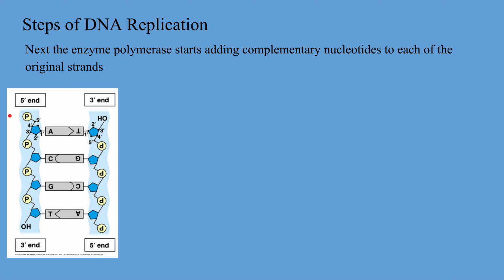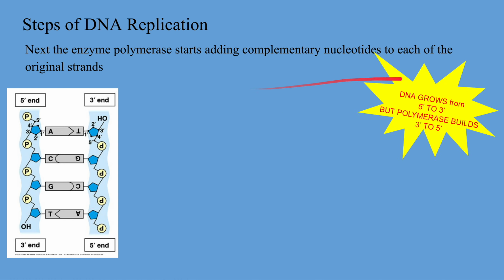And if you want to learn more about this, to really understand what's going on in polymerase, there are some links in the description that may help you. So, this is really important because DNA grows from 5' to 3' end. This one goes this way and this one goes this way. But polymerase, the enzyme, builds this way, 3' to 5', which is the opposite. And I'll show you why this is super significant.